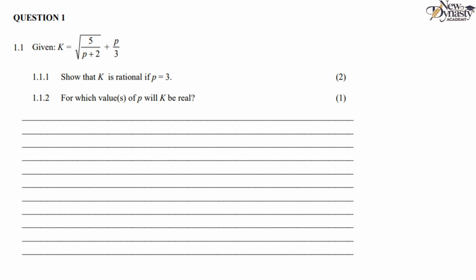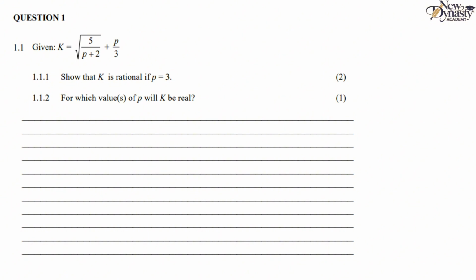We are answering questions from the November 2023 final examination paper from Gauteng province. So the first question says here, given that k equals the square root of 5 over p plus 2, plus p over 3, you need to show that k is rational if p equals 3.